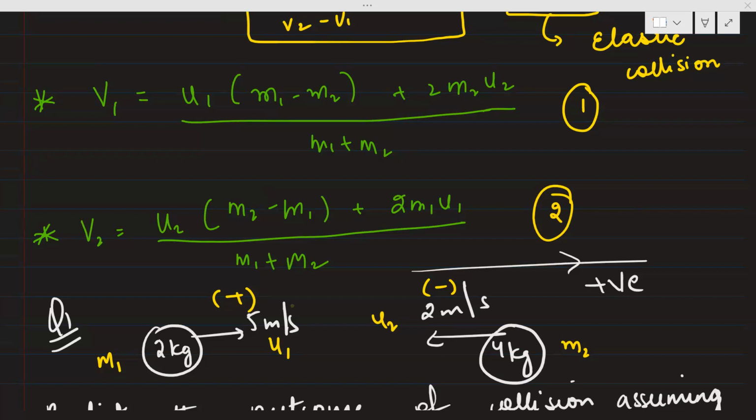Neha, I think you left while I was saying, don't take the modulus. When you are subtracting mass, whatever is coming, just put it as it is. If it is minus 2, put minus 2. All right.